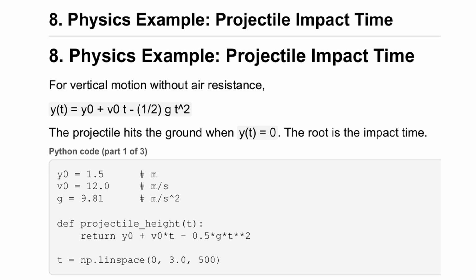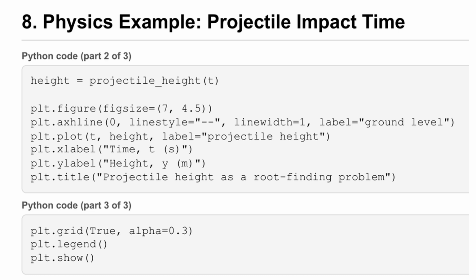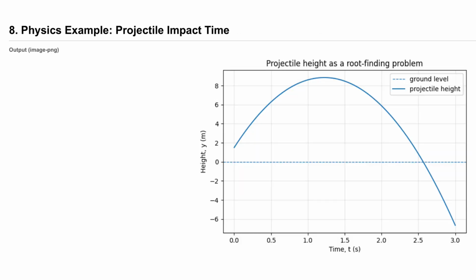Calculating when a projectile launched from a height of 1.5 meters at 12 meters per second will hit the ground. We define the kinematic equation for height as our function. Before solving, we generate a plot of the height over time. We are looking for the point where the projectile's height returns to 0, which represents the moment of impact with the ground. The trajectory shows that the projectile goes up and then falls, crossing the ground level between 2.5 and 3 seconds. This gives us a clear bracket for our root finding algorithm.